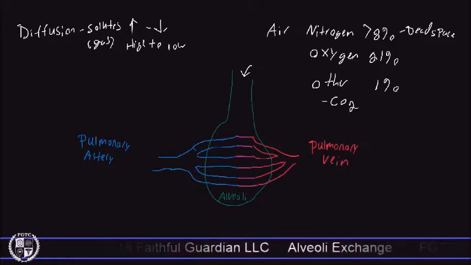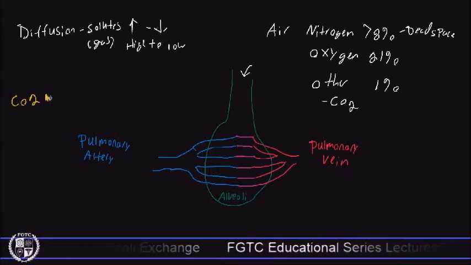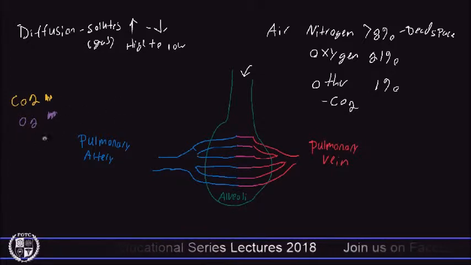So what we're going to be looking at is our CO2. CO2 in this circumstance is going to be represented by the yellow. And over here, our O2 is going to be represented by this purple color. So keep that in mind as we're working through this next process.